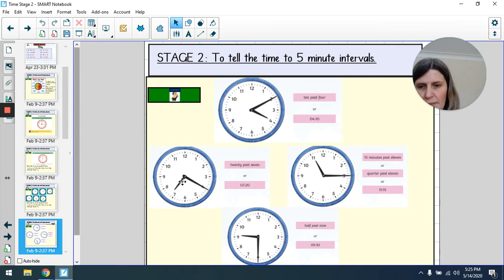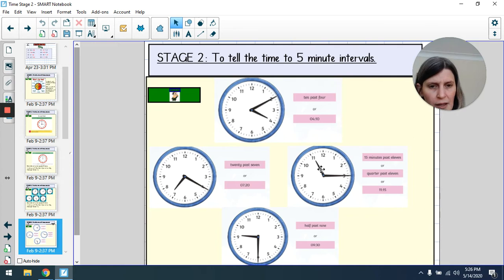Let's have a look at the next one. The hour hand has just gone past the 7, so the last o'clock time would have been 7 o'clock. Let's see how many minutes it's been since it was 7 o'clock. So we start at the top of the 12, 5, 10, 15, 20. 20 minutes since it was 7 o'clock. We could say 20 minutes past 7. Or if we're writing it in digital format, 7:20.